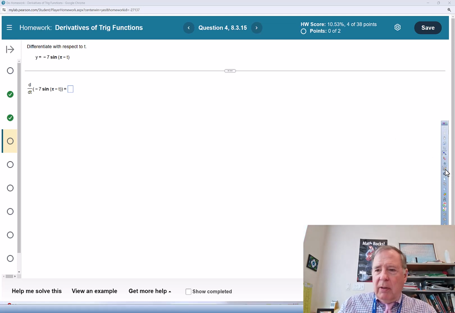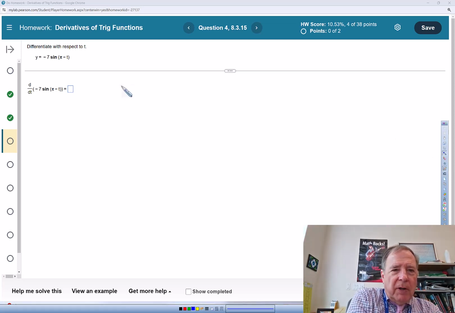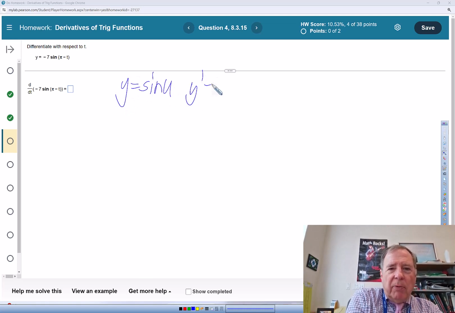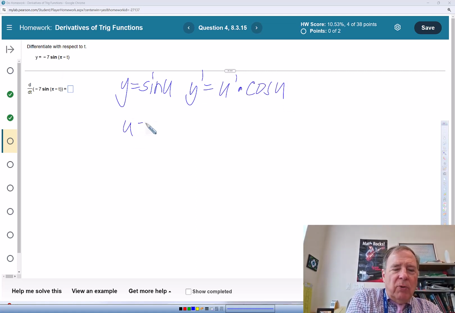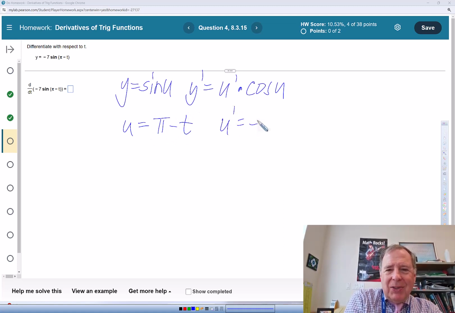So our general chain rule function for sine: y equals sine of u, y prime is u prime times cosine of u. So our u is pi minus t. Pi is a constant, so our variable is t, and there's a negative. So u prime is -1.